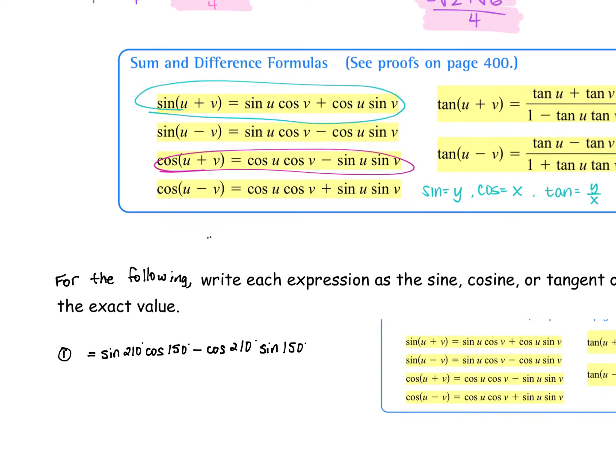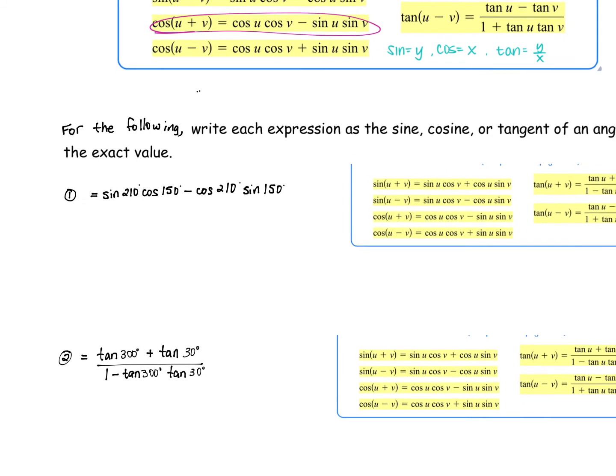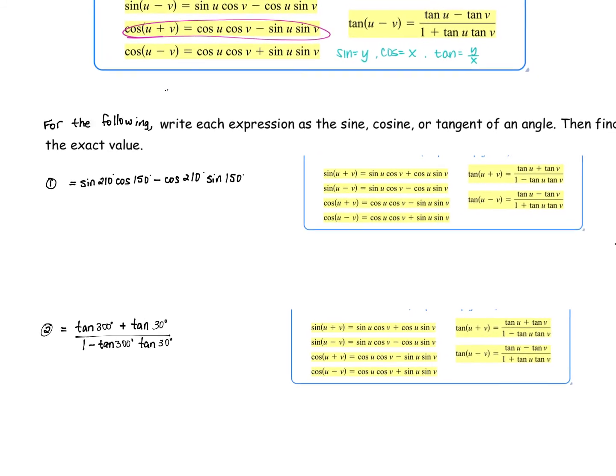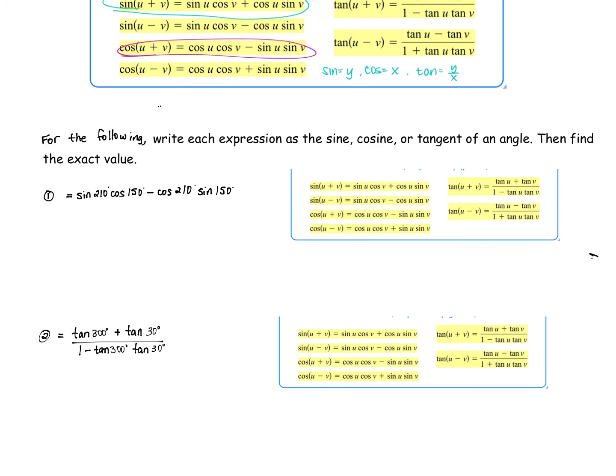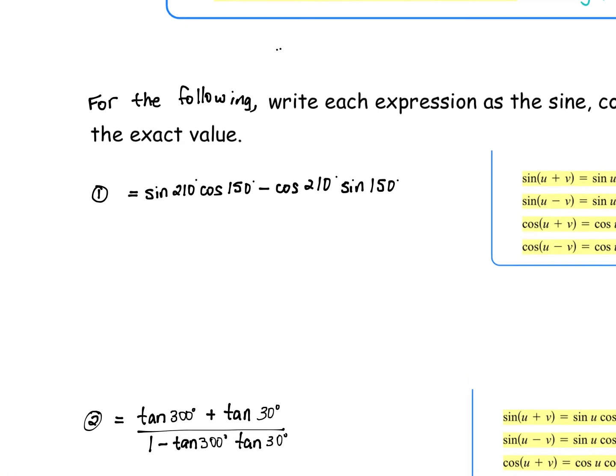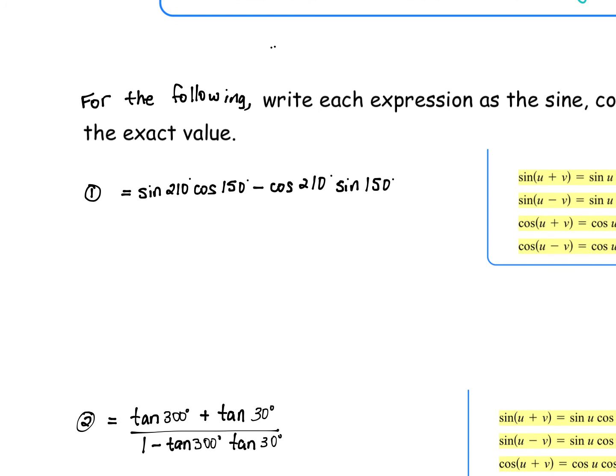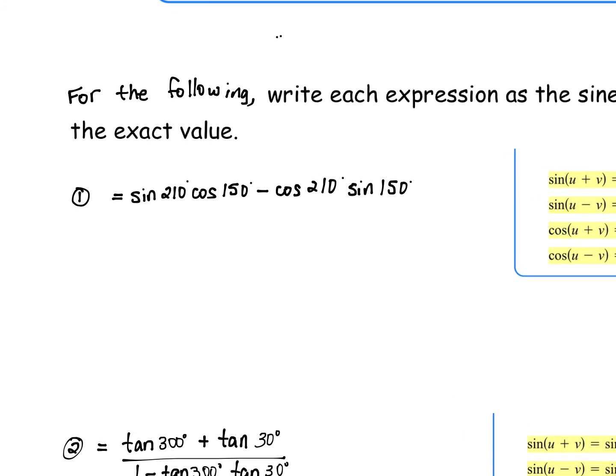If we look at the next section, it tells you that for the following to write each expression as the sine, cosine, or tangent of an angle, then find the exact value. For number 1, you have the sine of 210 degrees times the cosine of 150 degrees minus the cosine of 210 degrees times the sine of 150 degrees. What two angle measurements are you working with? 210, 150. Leave a little space between the two, put them in parentheses.